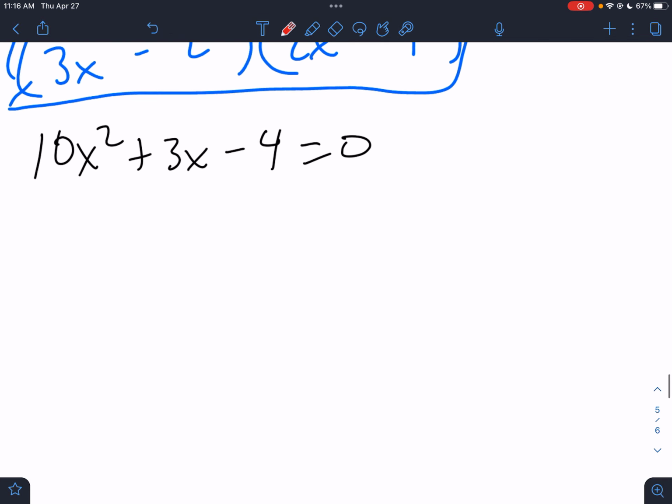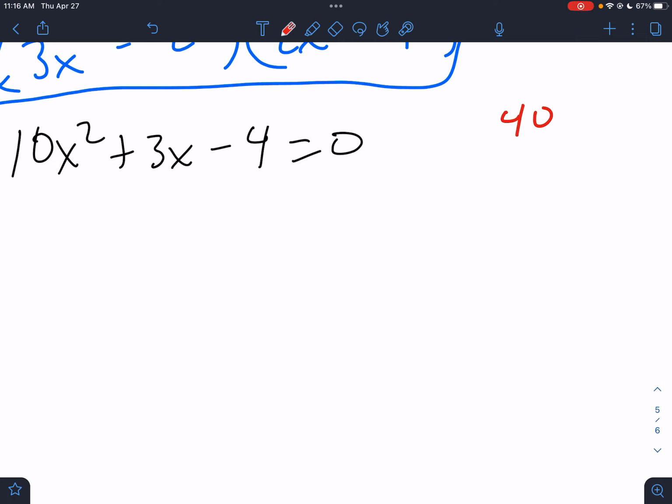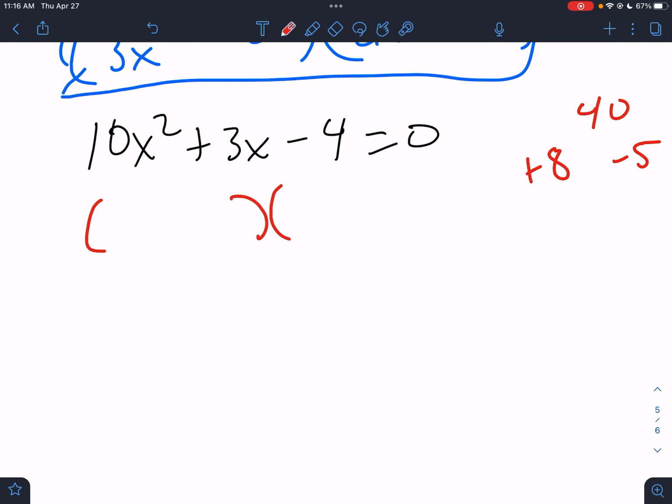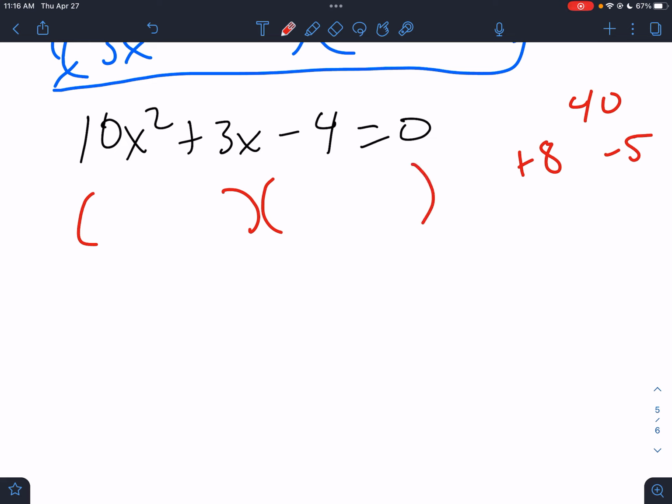All right, guys, so 10 times 4 is 40. I need the factors of 40 that subtract to equal 3, and that's going to be plus 8 minus 5. I'm going to make my parentheses. I need to get the numbers 8 and 5. I cannot do that with 10. 10 times something won't work.